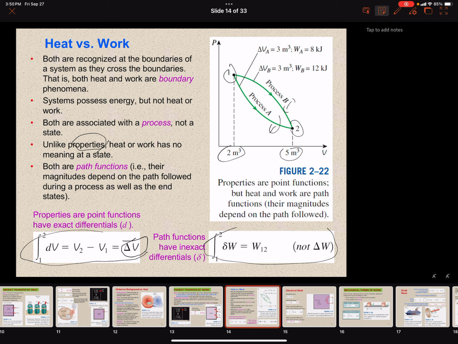But for work, it's important. If you have work in state 1 and work in state 2, when you take this path, the work will be different from when you take the other path. So we cannot say delta, or the change of work. We should say work from state 1 to 2, where we consider all the properties as state 1, and all the properties as state 2, and we find the work. You can see this with the examples in the next chapters, and you can understand it.